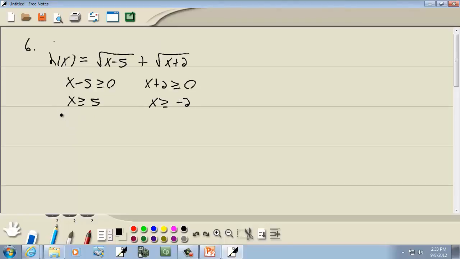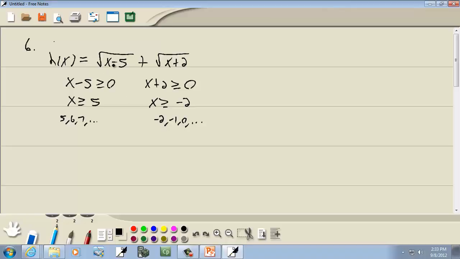Well, let's think what this means, and I'll just work with integers because it's easier. X is greater than or equal to 5 would be what? 5, 6, 7, so on. X is greater than or equal to negative 2. That'd be negative 2, negative 1, 0, and so on. Well, let's look at this 5 here. If I put 5 up here, 5 minus 5 is 0. Okay, that's okay. 5 plus 2 is 7, that's okay. If I put 6 in there, 6 minus 5 is 1, that's okay. 6 plus 2, that's 8, that's okay.